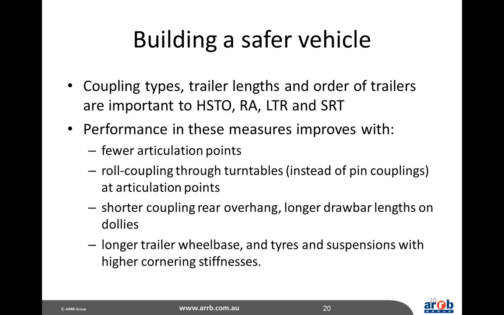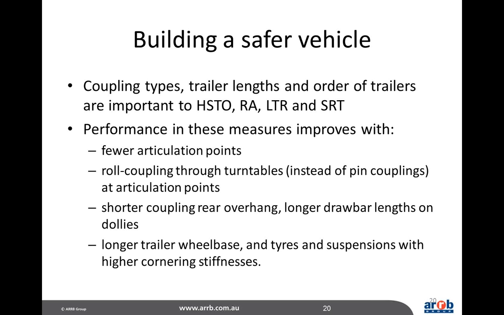All of those measures can be improved with one or more of these 4 dot points here. Fewer articulation points make the vehicle easier to control. Using turntables and fifth wheel couplings which provide a roll transfer between trailer units instead of pin couplings can improve performance as well. Minimising the overhang distance of a coupling behind the wheels on the trailer that it's mounted to will improve performance, as well as lengthening drawbar dollies.